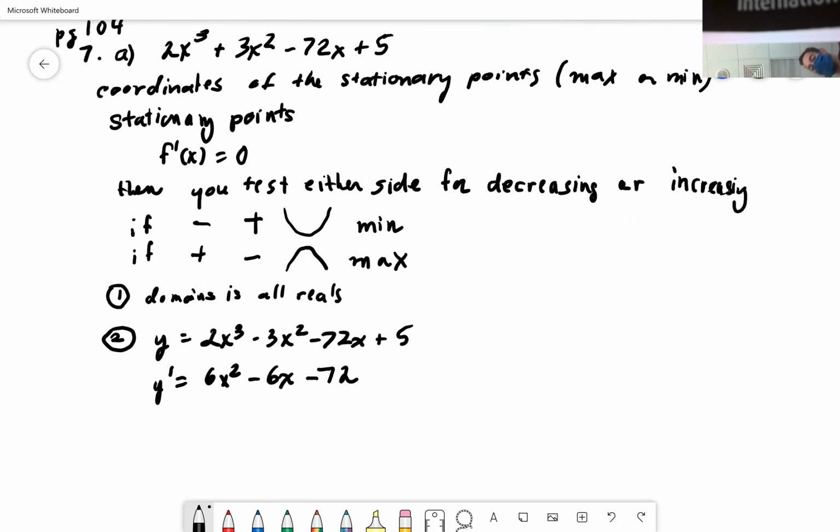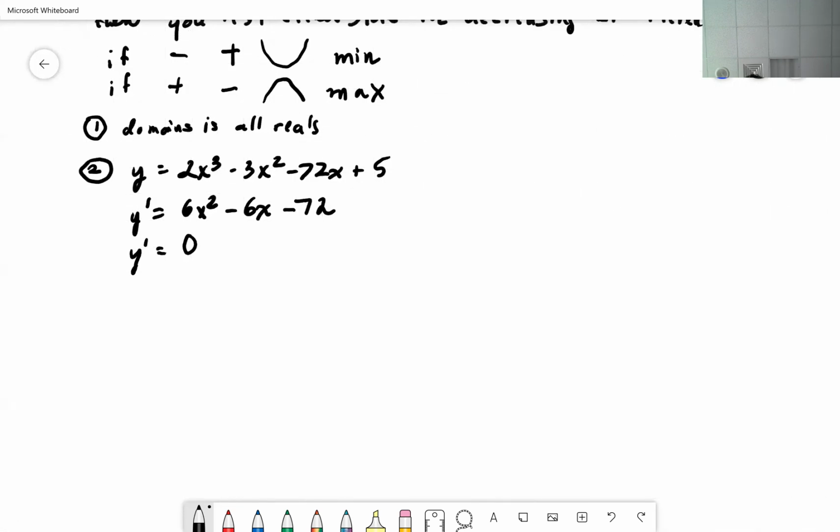So now I set my derivative equal to 0. Why? Because stationary points should occur when our derivative is equal to 0. That means that at that point it's either going to be a local maximum or minimum, maybe an inflection point. So that allows us to set 6x squared minus 6x minus 72 equal to 0.